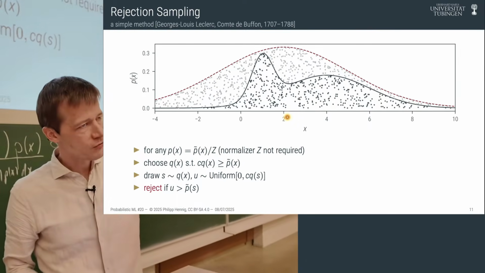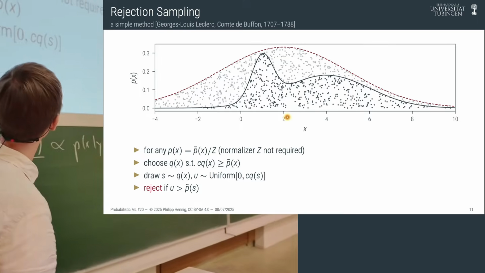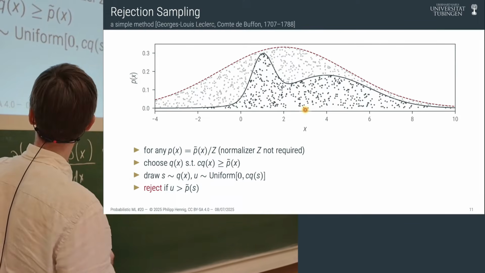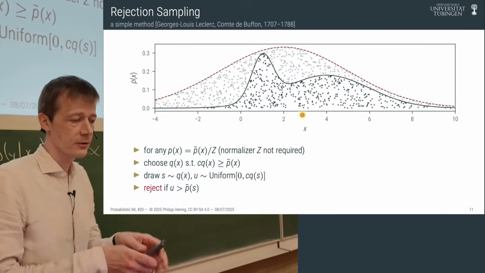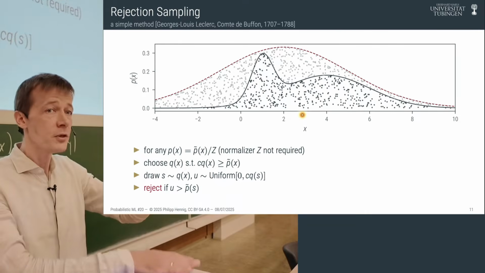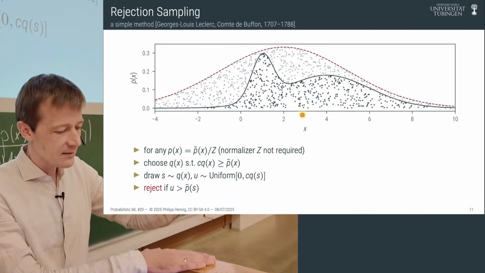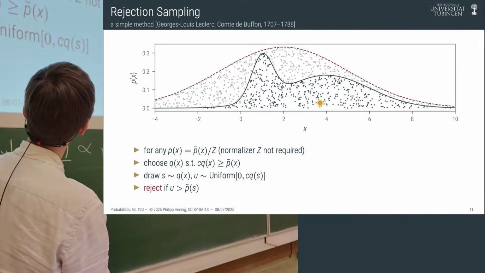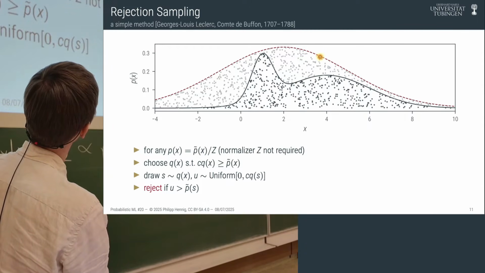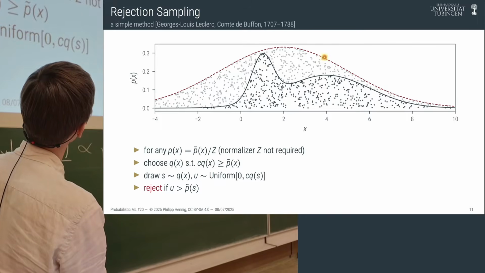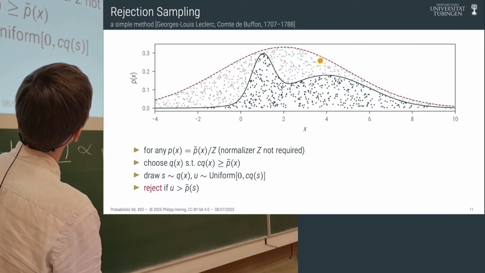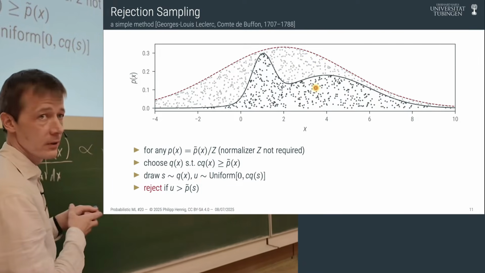And now every time you draw such a location in the X space, so that's actually a location somewhere here, what you do is you additionally draw a uniform random number and scale it by C times Q. So let's say we have randomly drawn a point here. Now we compute a uniform random number and scale it by the red number above. That gives us a uniform point between 0 and the red line. Then we check whether this uniform number is above or below the black line.